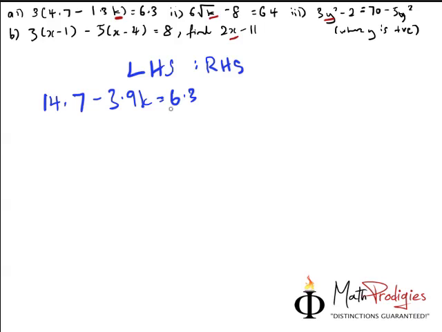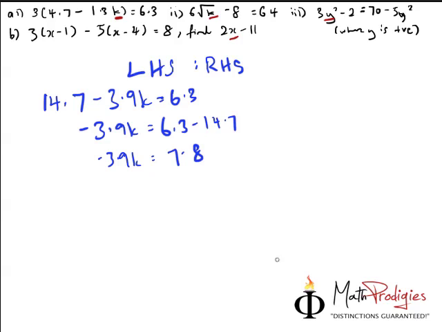Now some of you might say, do I move the number over here or do I move the letter? It's really up to you. If you move the letter or the number, it really equates to the same thing. I'll give you an example. Minus 3.9k equals to 6.3. I bring over the 14.7, it becomes minus 14.7, which will give me minus 3.9k equals to 7.8.